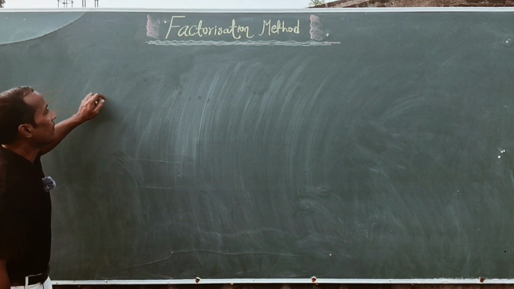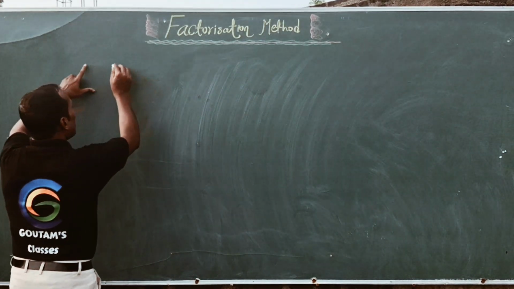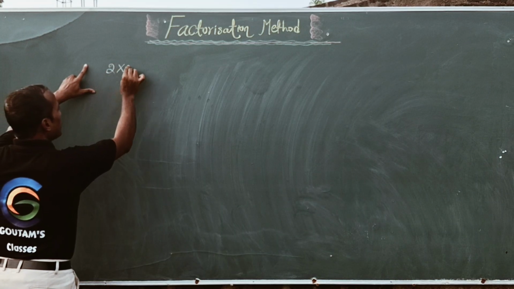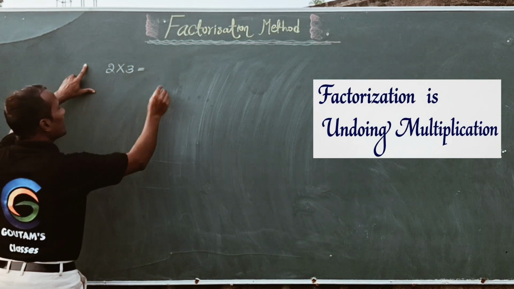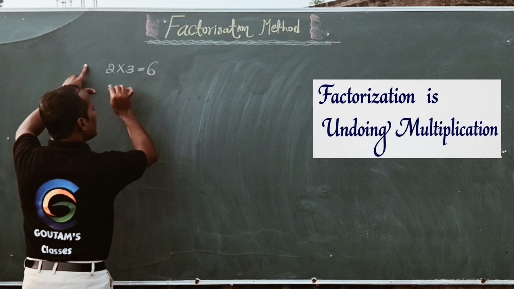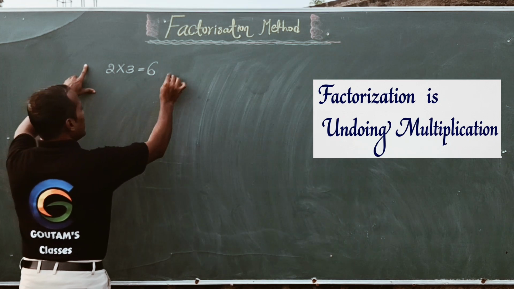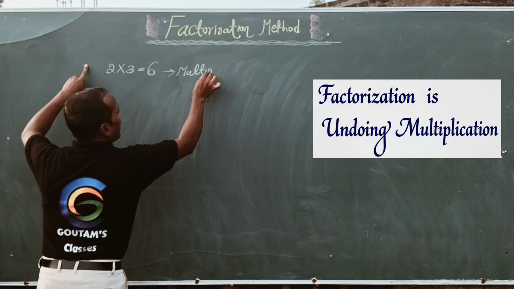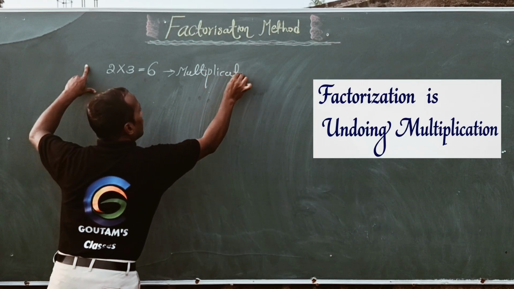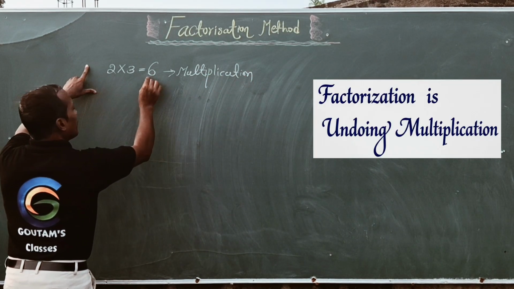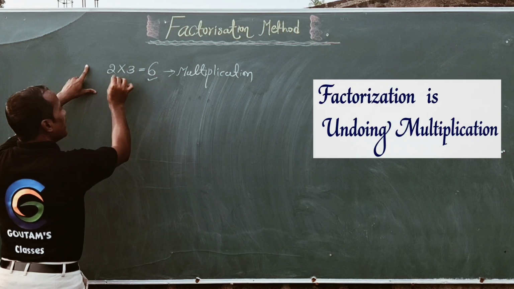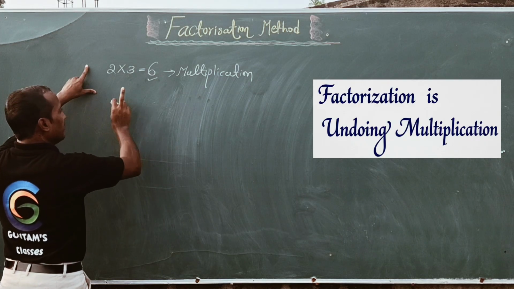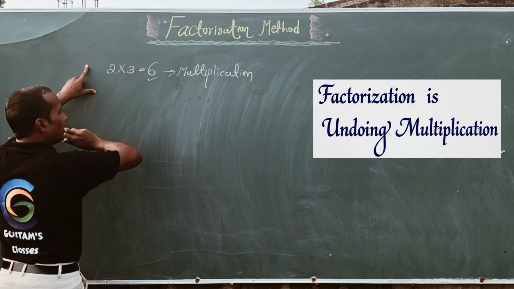First of all, let me tell you, when I take two numbers, suppose 2 and 3, and I multiply them, I get 6. This is called multiplication, correct? And here 6 is called multiple and 2 and 3 are called factors of 6, right? 2 and 3 are called factors of 6.